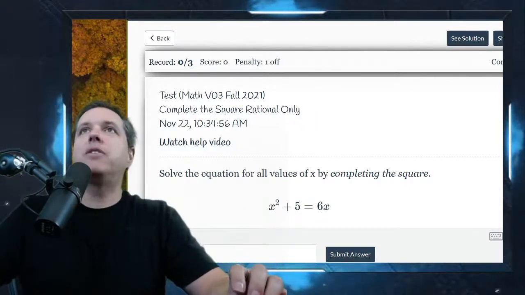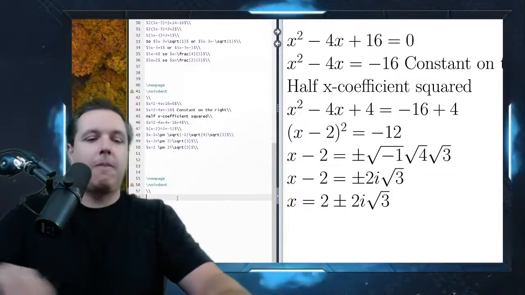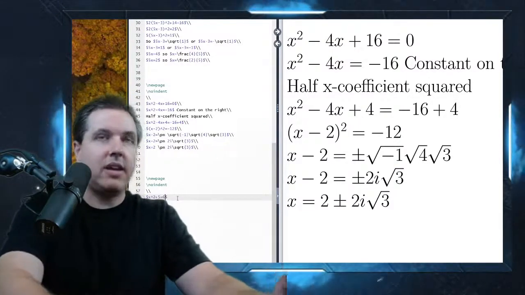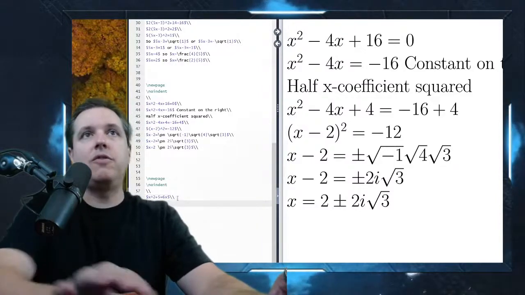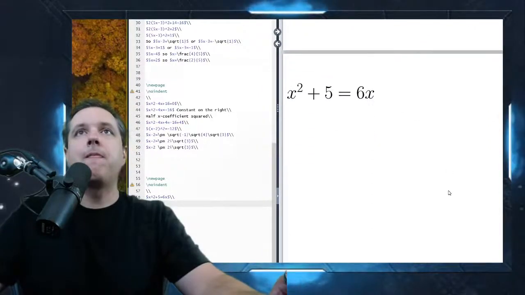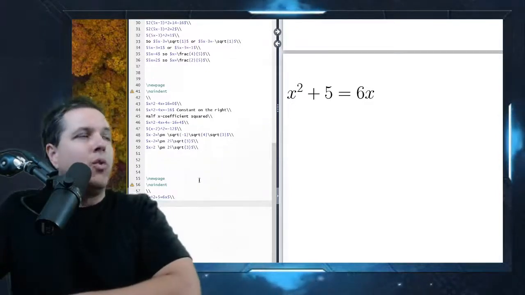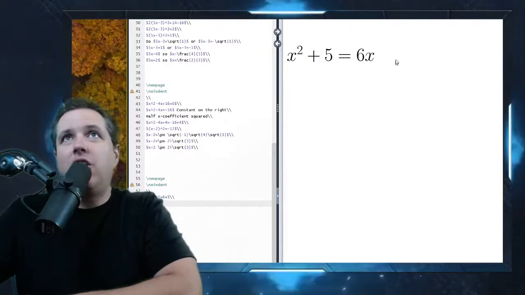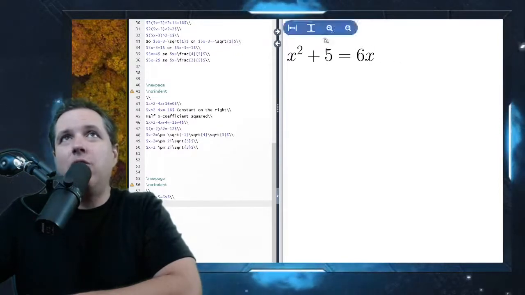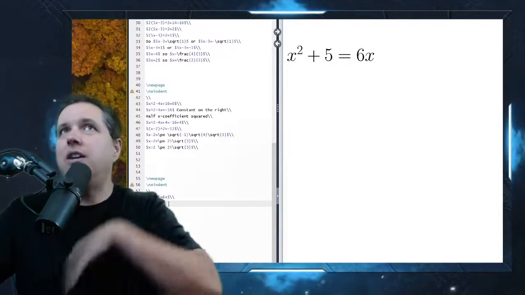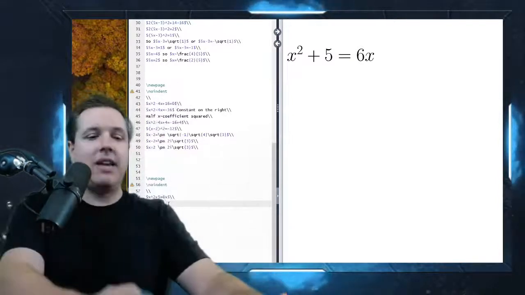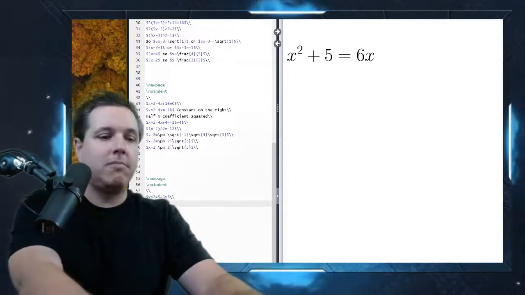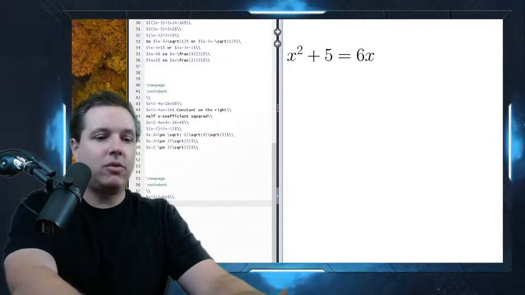Okay, so x squared plus 5 equals 6x. We're going to solve that. Okay, well, what do I need in my first round of formatting? I really need the constant over here, and I need this x over on the left with the x squared. So I'm just going to subtract 5, and I'm going to subtract 6x. So that should give us that x squared minus 6x equals negative 5.